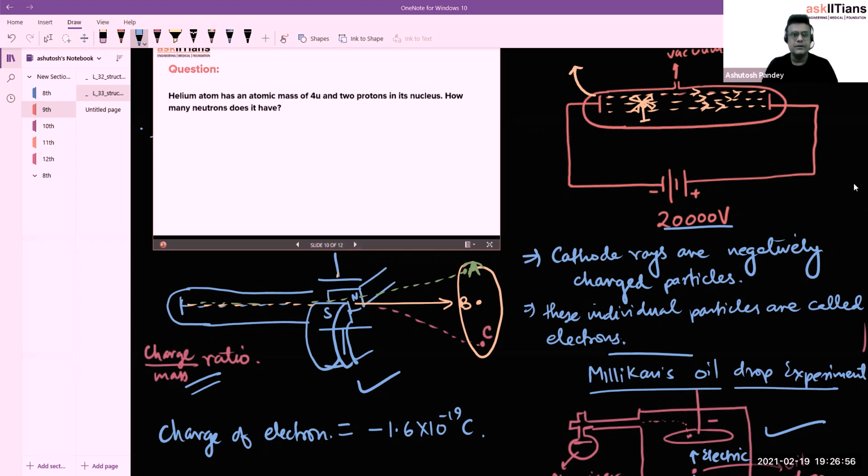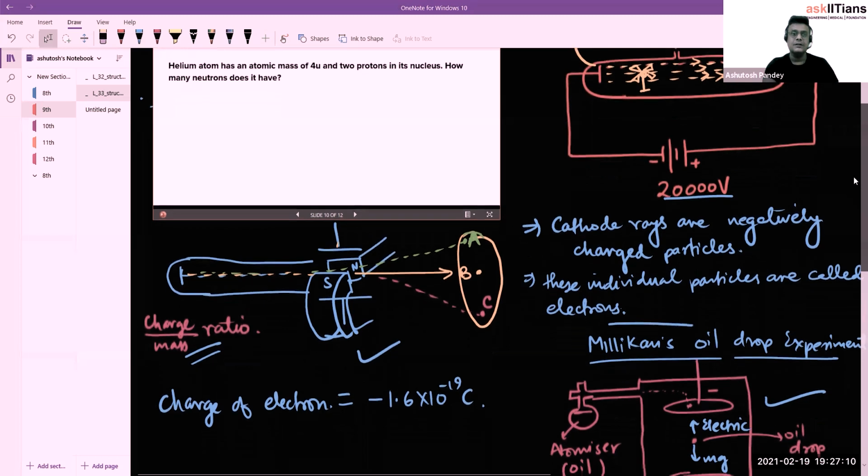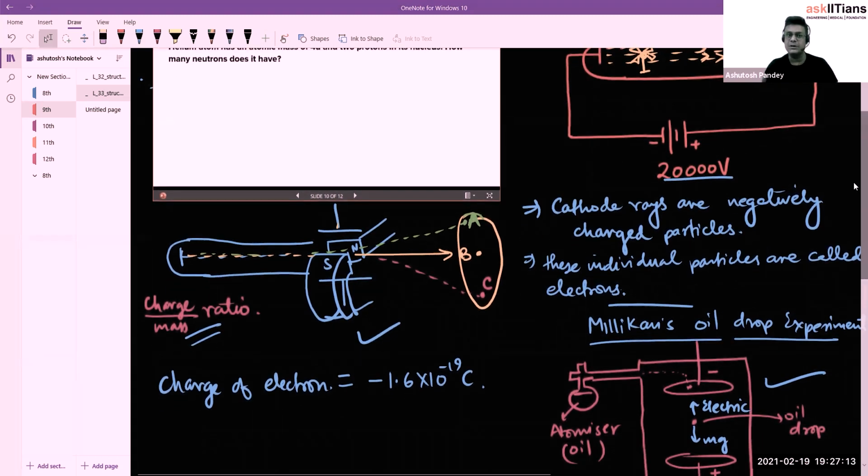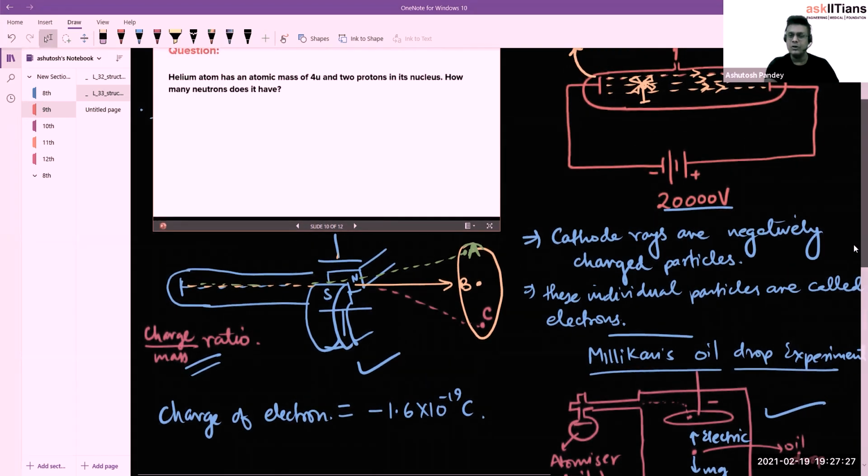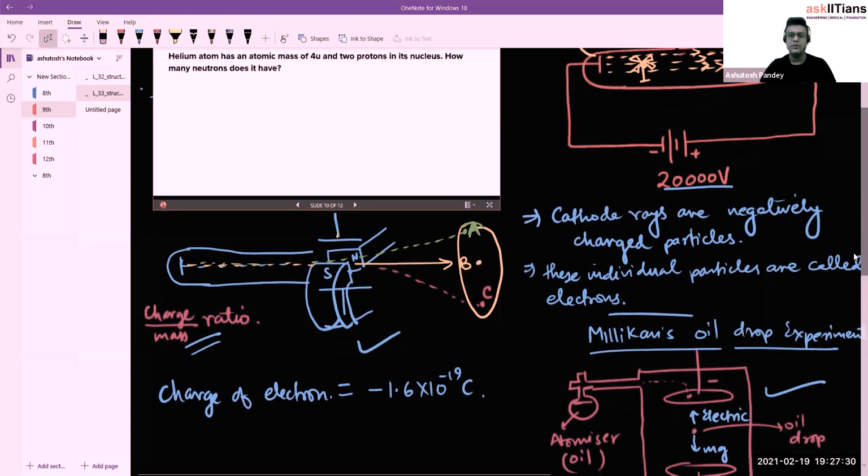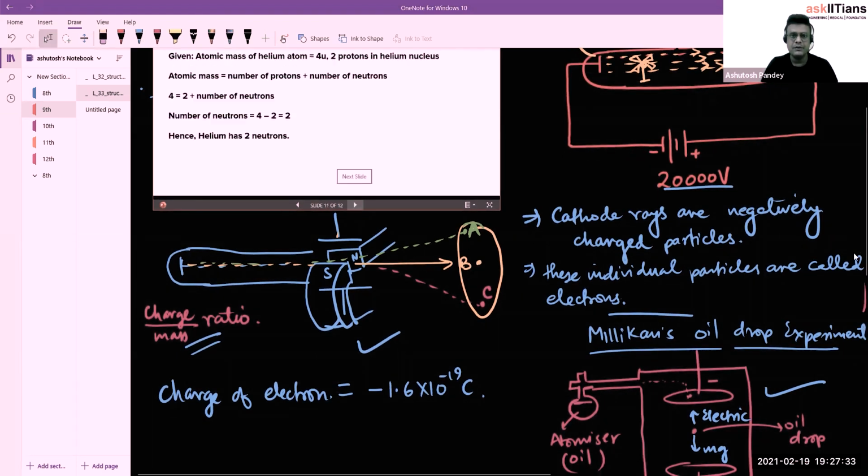Then it is asked, a helium atom has an atomic mass of 4 units and 2 protons in its nucleus. How many neutrons does it have? We already learned in the previous class that protons and neutrons are responsible for mass, while electrons and protons are responsible for charges. This question says the mass is 4 units, out of which 2 units come from protons, so 2 units will come from neutrons. So there will be 2 neutrons, sorry, not electrons.